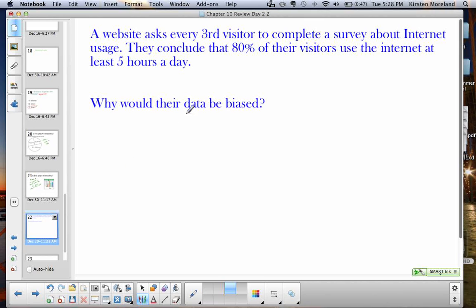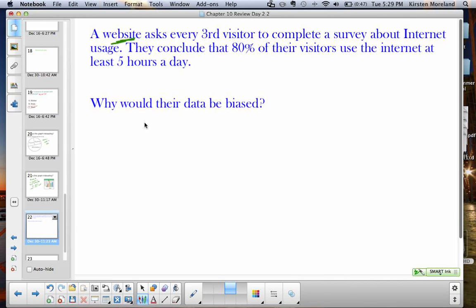Right, and the last question: a website asked every third visitor to complete a survey about internet usage. They conclude that 80% of their visitors use the internet at least 5 hours a day. Why would this be biased? Well, number one is it's a website. If they're asking a person who's on a website about internet usage, they're probably more likely to use the internet.